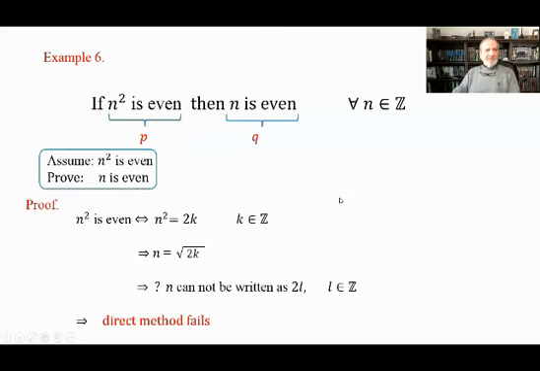Example number 6. If n squared is even, then n is even. Okay, so what do we have? We have n squared is even, and we need to prove n is even. n squared is even means n squared is equal to 2k. You take the square root of both sides, n is equal to the square root of 2k. And there's no way that you can write this in the form of 2L, where L is an integer. So the direct method does not work, it fails.